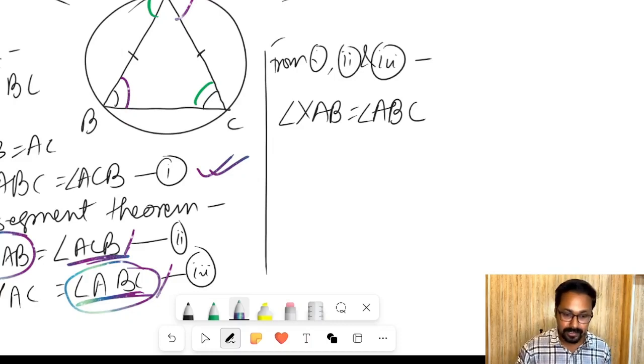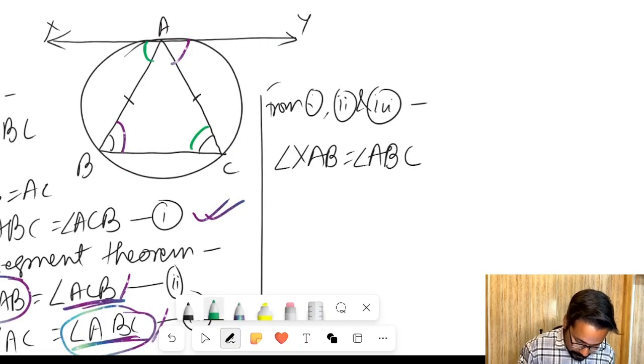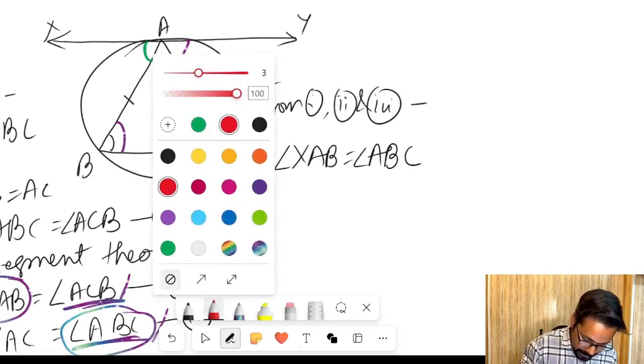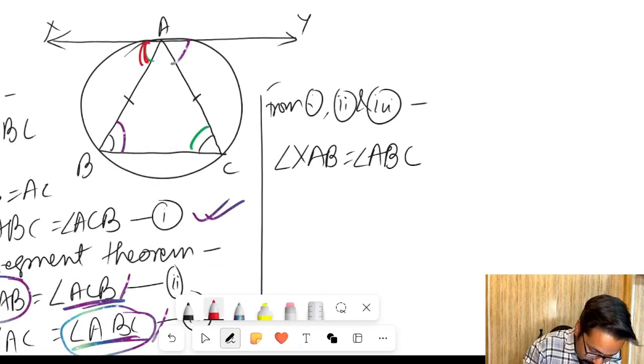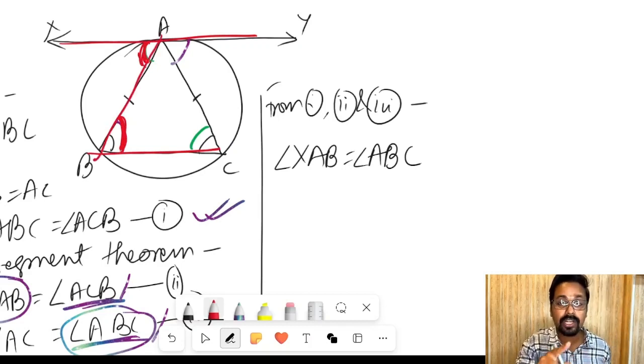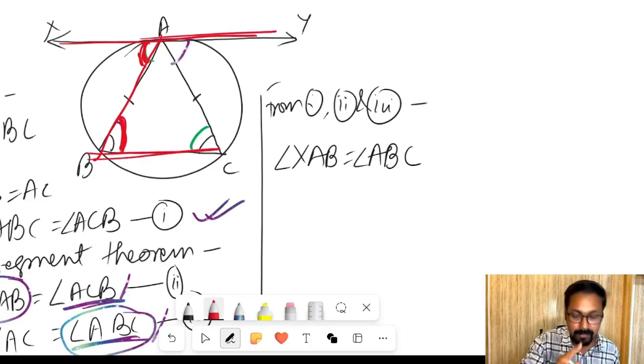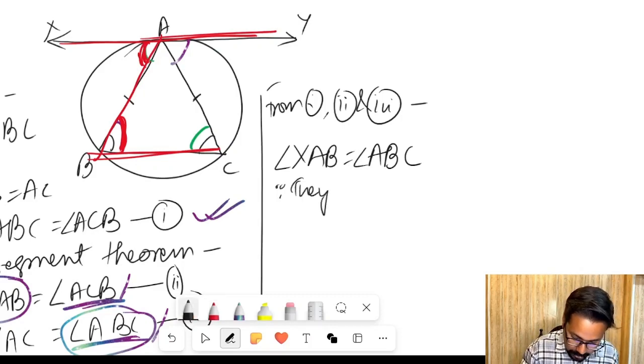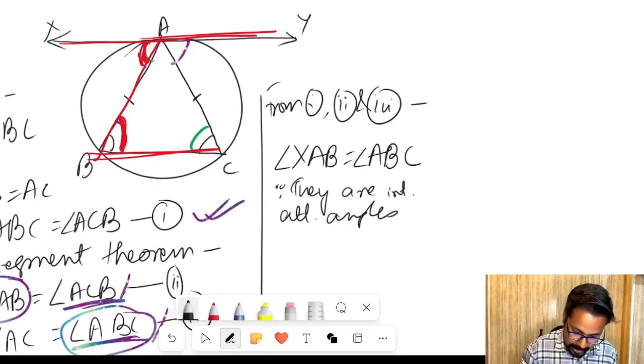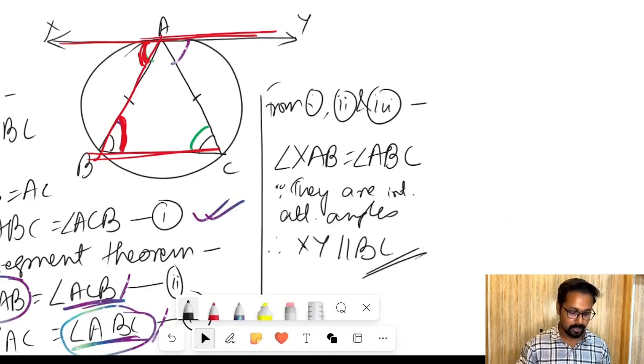Now look why I have written this. Look into the diagram and you will see that XAB is this angle and ABC is this angle. If these two lines are there and this is the transversal, these two angles are interior alternate angles. And if the interior alternate angles are equal, that means XY and BC must be parallel, right? So that is what we will write. Since they are interior alternate angles, therefore XY should be parallel to BC, and hence we have done our proof.